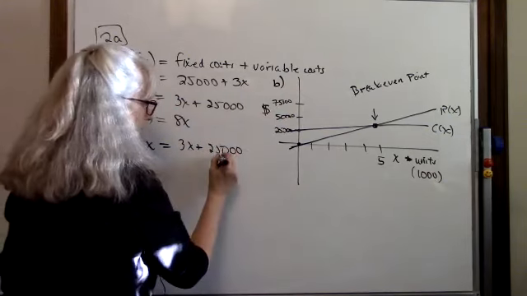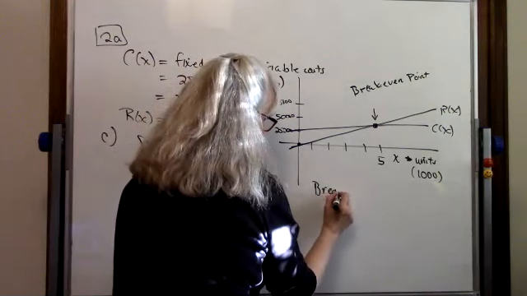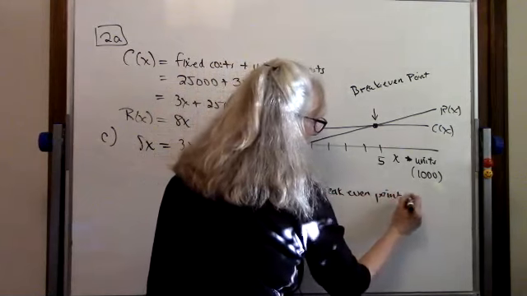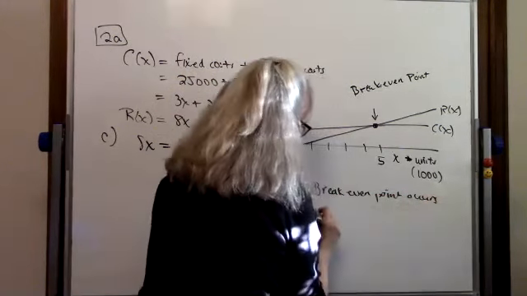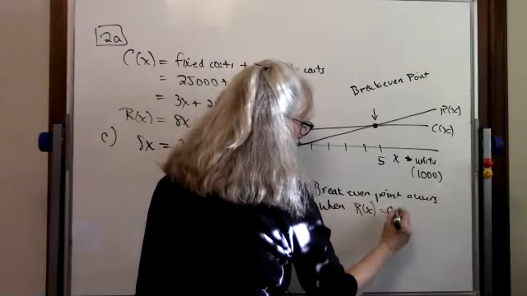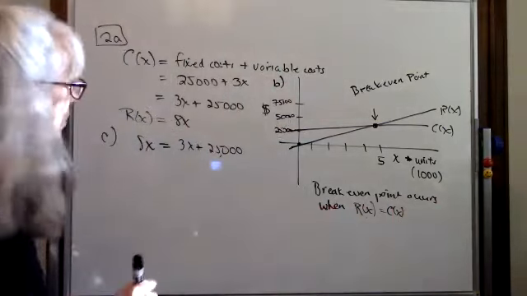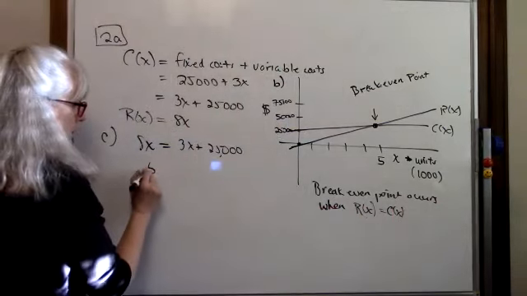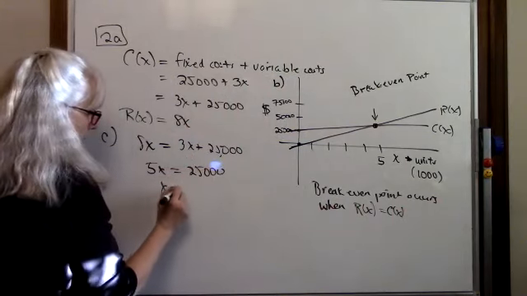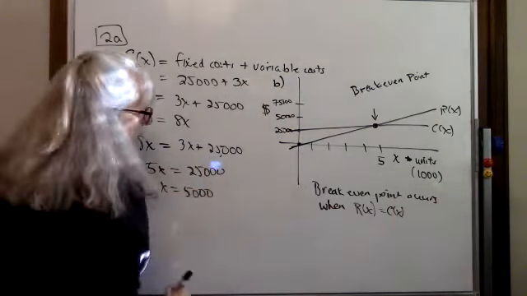In case that is not making sense to you, the break-even point occurs when the revenue function is equal to the cost function. So when the 2 are equal to each other, you get the break-even point. We just need to solve this. Moving the 3x, it's going to be 5x equals 25,000, and x is equal to 5,000, which we already knew by accident. That's that 5 that came in over there.